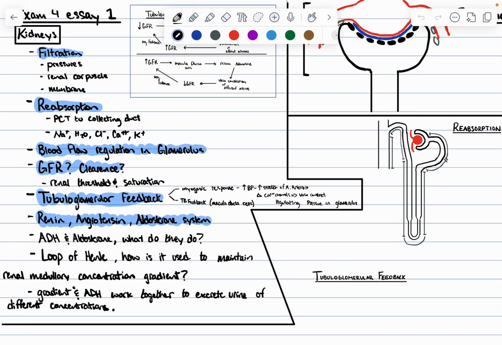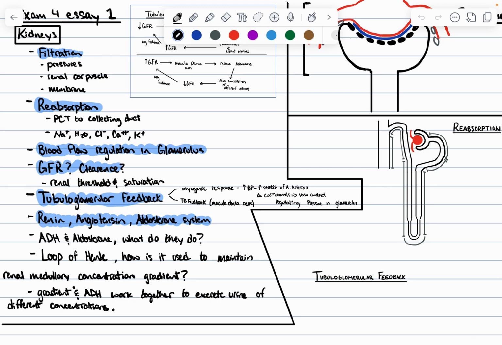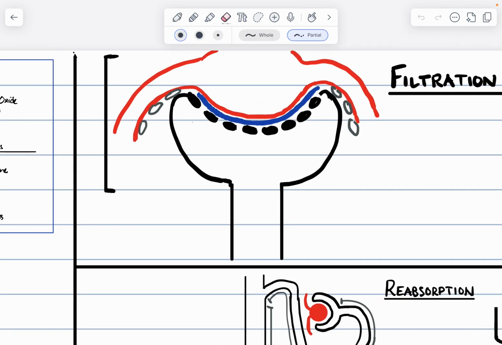Okay, this is exam 4, essay 1. We are going to talk about the kidneys. Specifically, we're going to talk about filtration and reabsorption, and we'll see where we're at from there. But for filtration, we're going to start with some pressures, or first the renal corpuscle.